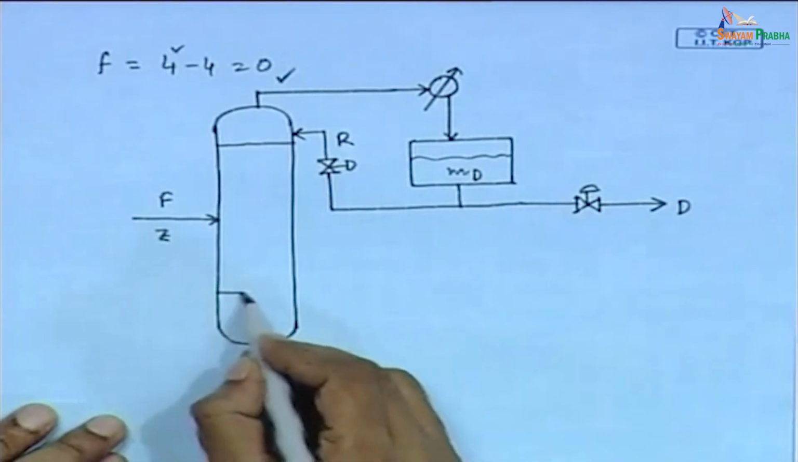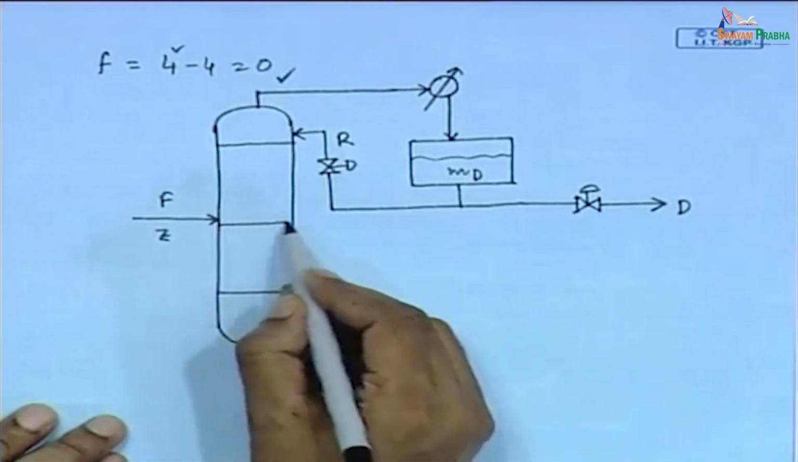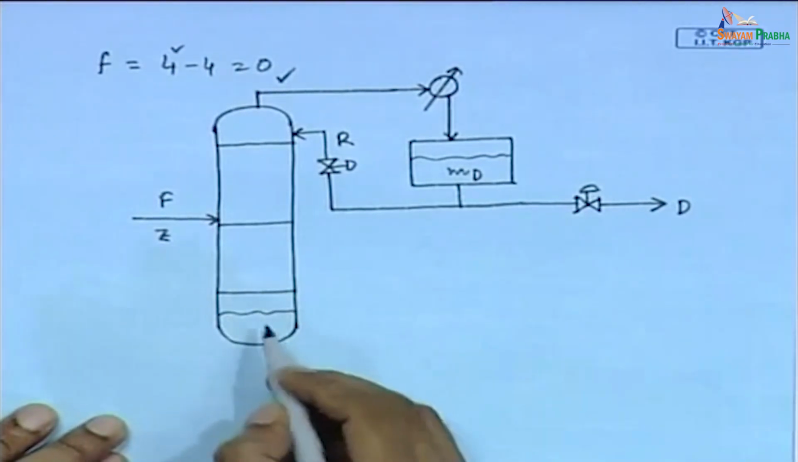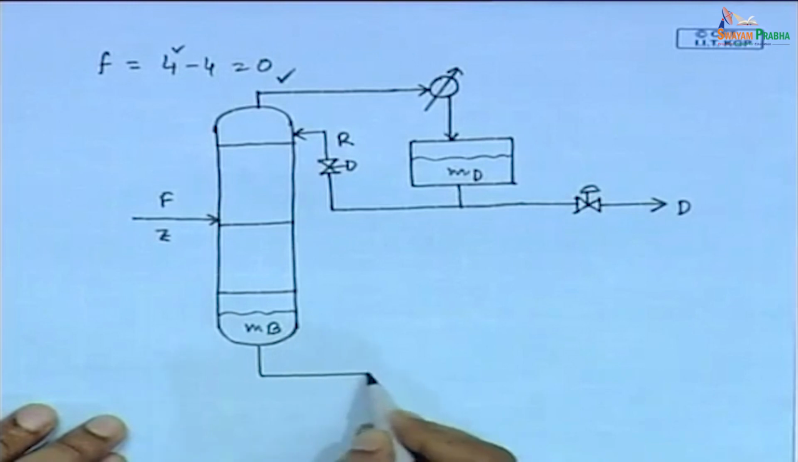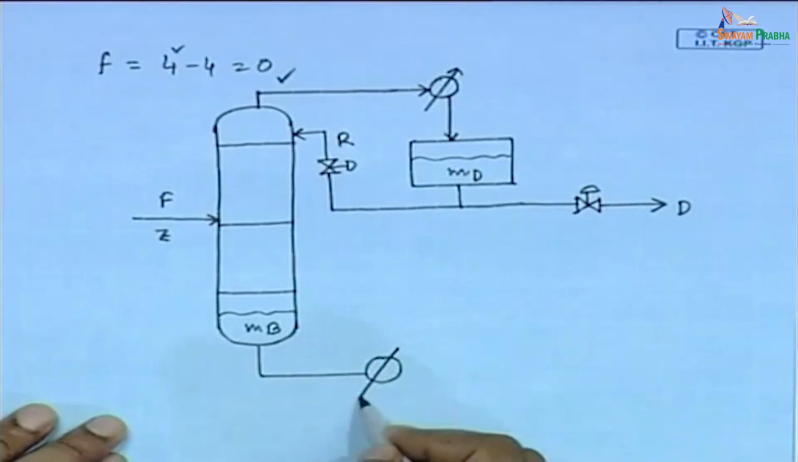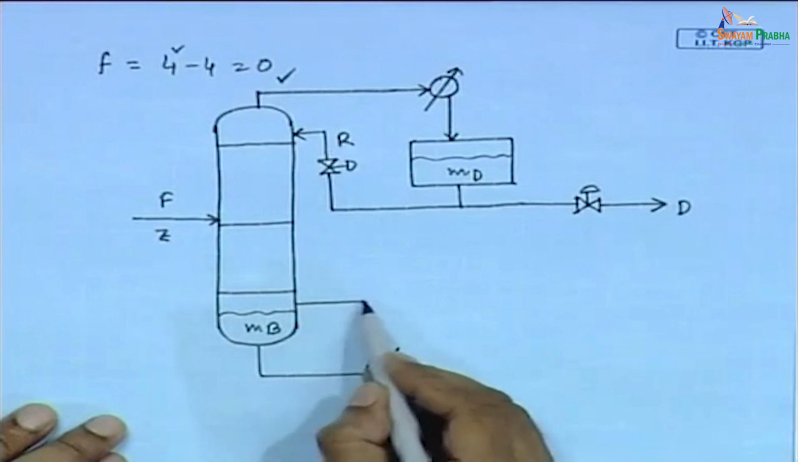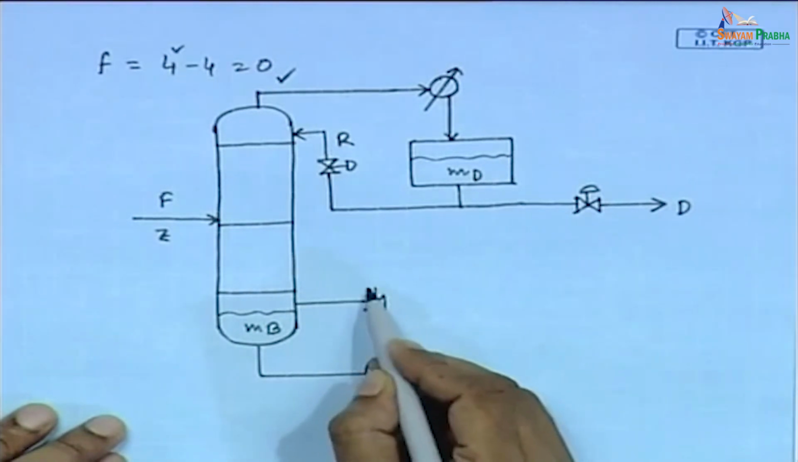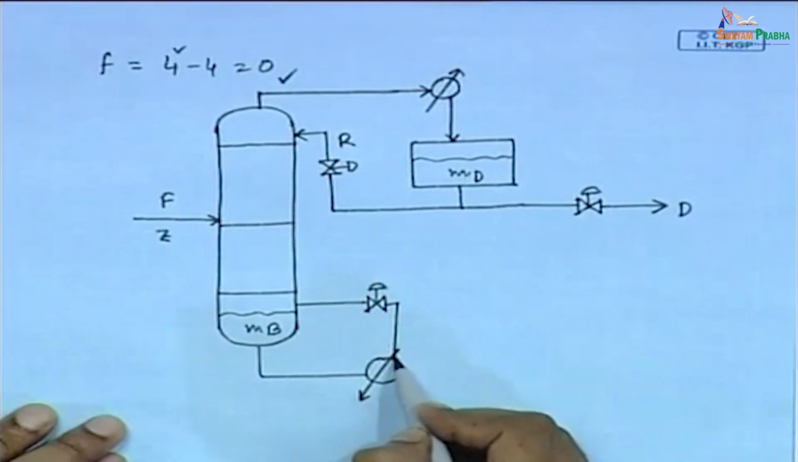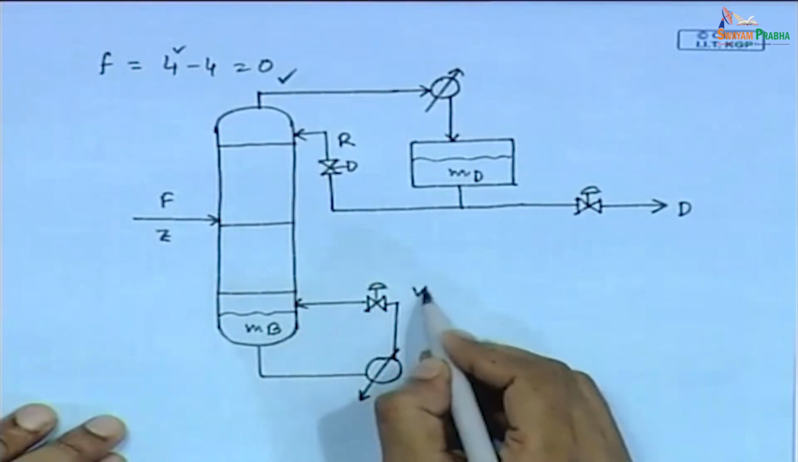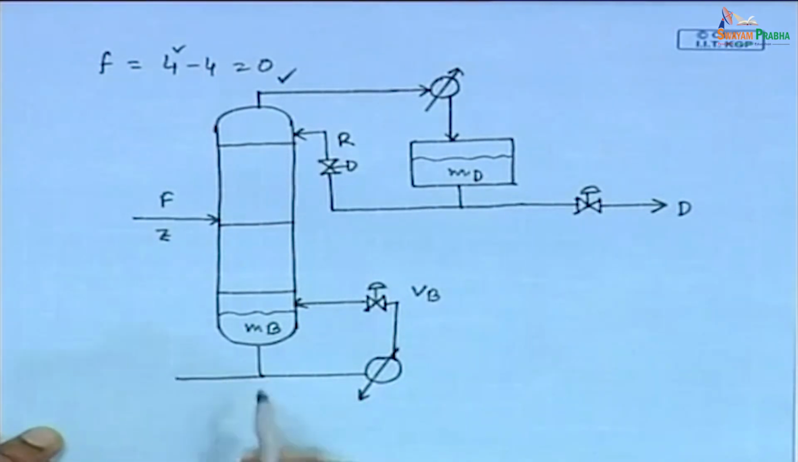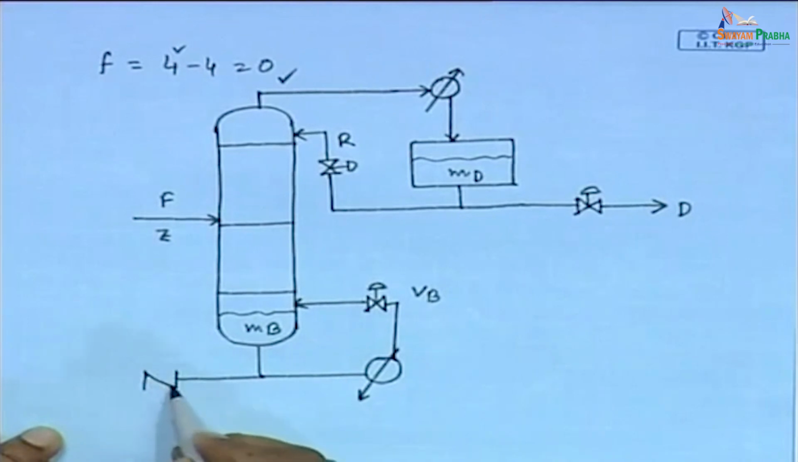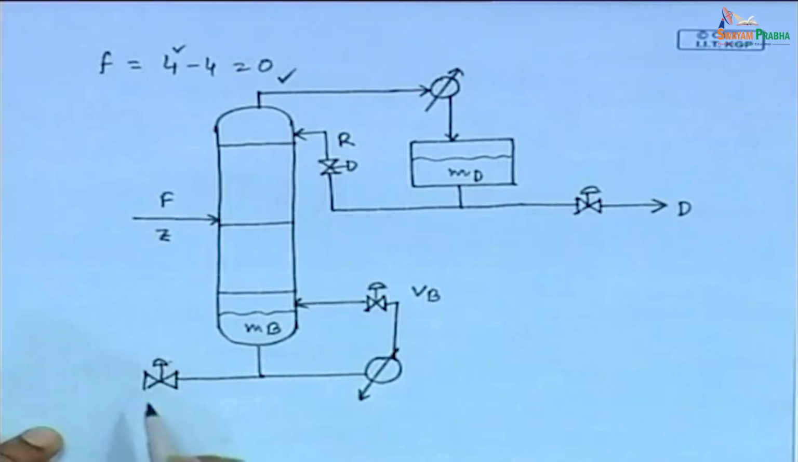At the bottom section, this is a bottom tray, this is feed tray, some amount of liquid is accumulated here. Now, this is the reboiler. This is one control valve which is used to manipulate vapor boil up rate. Another outlet section is included for the outflow of bottom flow rate.